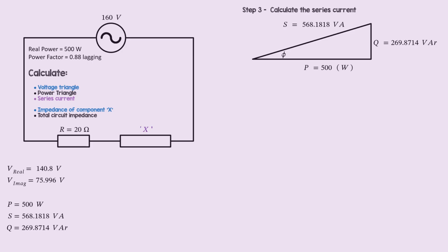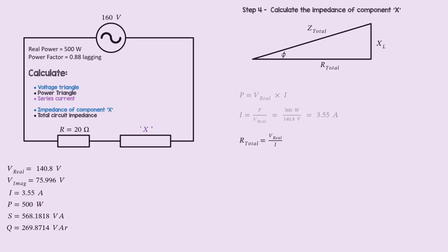Step 3. Calculate the series current. True or real power equals the real voltage across all resistance multiplied by the current. So current is real power divided by the real voltage, and this comes out as 3.55 amps. So the total resistance from Ohm's law is the real voltage divided by the current. This comes out as 39.662 ohms, and this proves that there's an additional resistor within the component X, as the total resistance is more than 20 ohms.